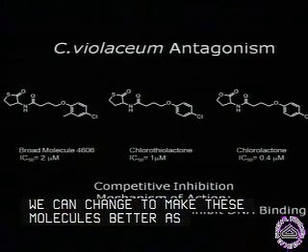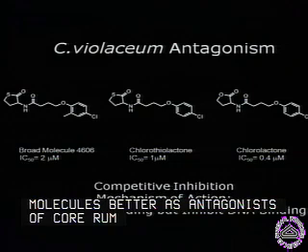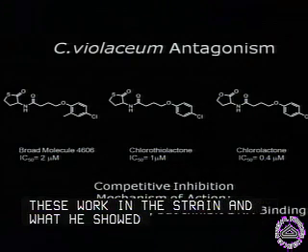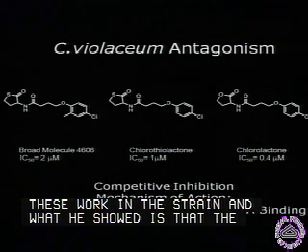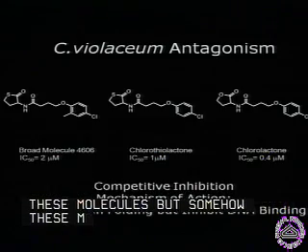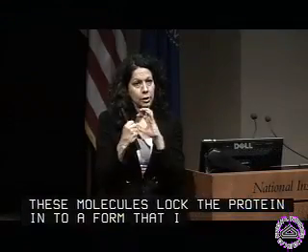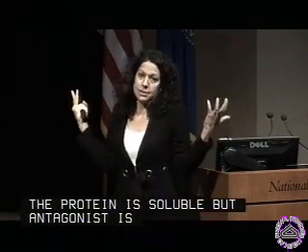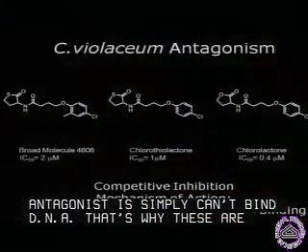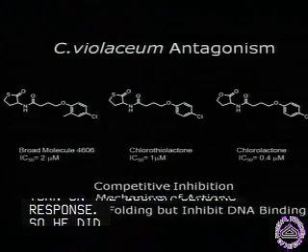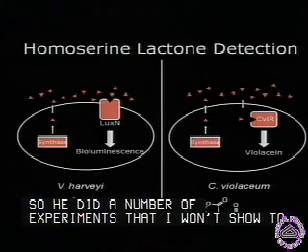And then what Lee went on to do is to ask, how do these work in the Chromobacterium violaceum strain? And what he showed is that the protein folds up perfectly fine around these molecules, but somehow these molecules lock the protein into a form that is unable to bind DNA. So the protein is soluble, the antagonist is bound, but it simply can't bind DNA, and that's why these are inhibitors. They can't bind DNA, you can't turn on the quorum sensing response. So he did a number of experiments that I won't show you to prove that that was the case.